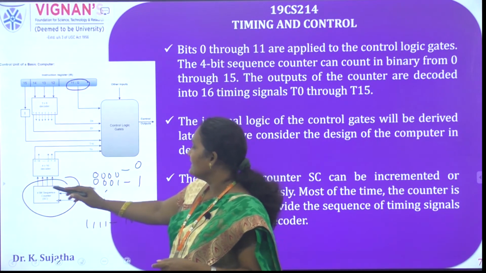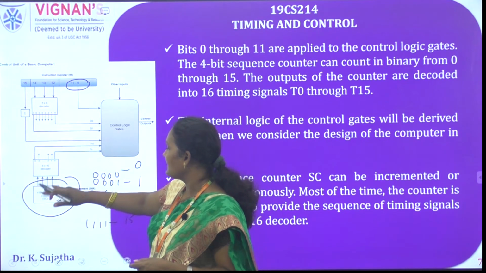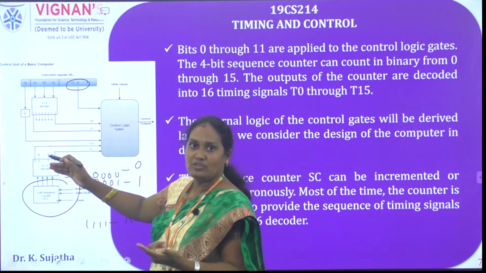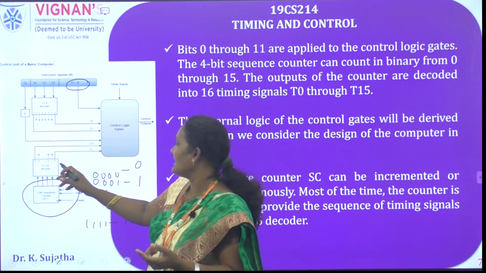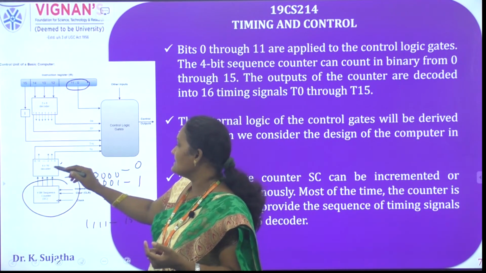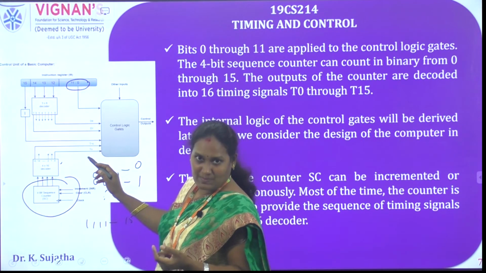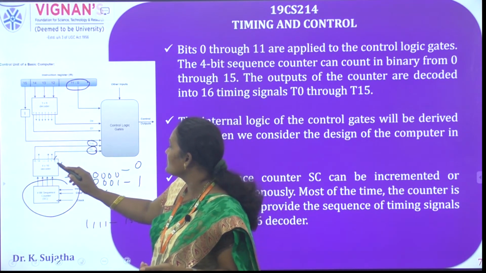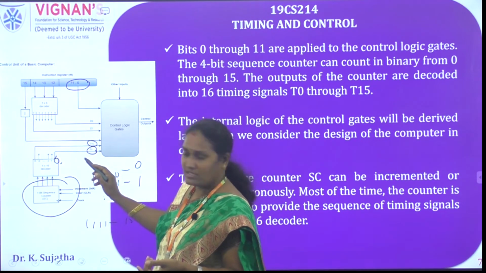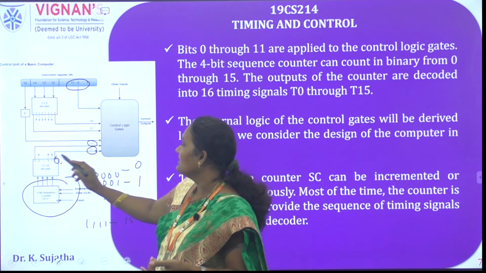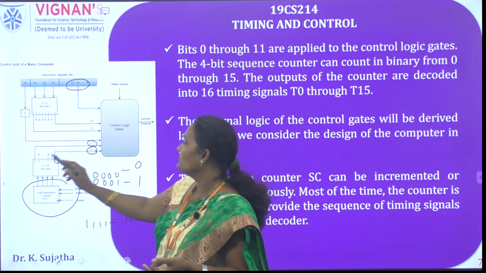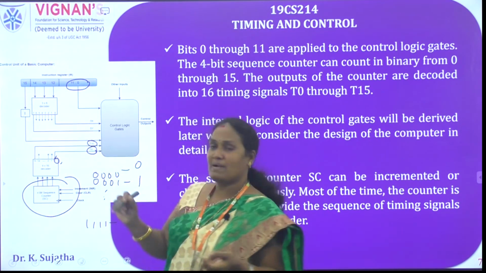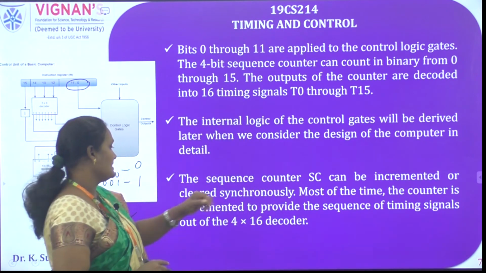So like that, the 4 bits obtained from the sequence counter, the decoder can decode those values to 16 values. Those 16 values are 0 to 15. These 16 values become the timing pulses, clock pulses, T0 to T15. If it is 0, that clock pulse is T0. If it is 1, the clock pulse is T1. If it is 2, the clock pulse is T2. If it is 15, the clock pulse is T15. So, all these clock pulses are passed to the control logic gates.